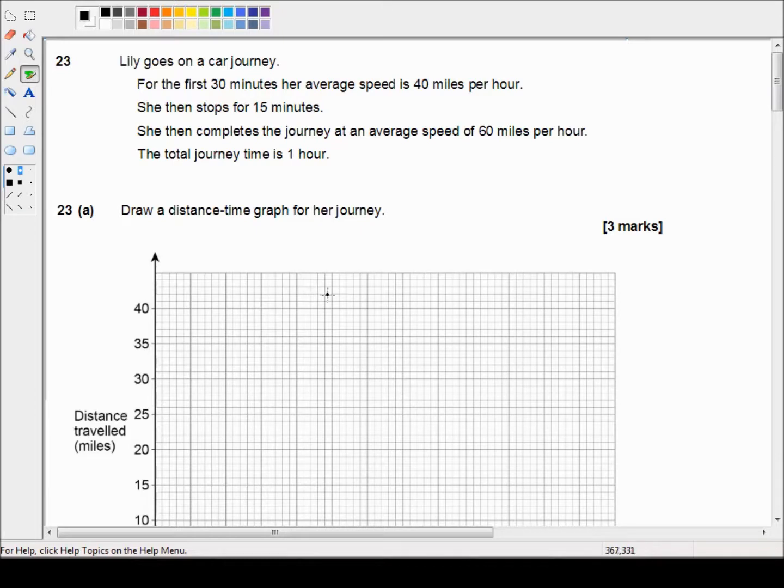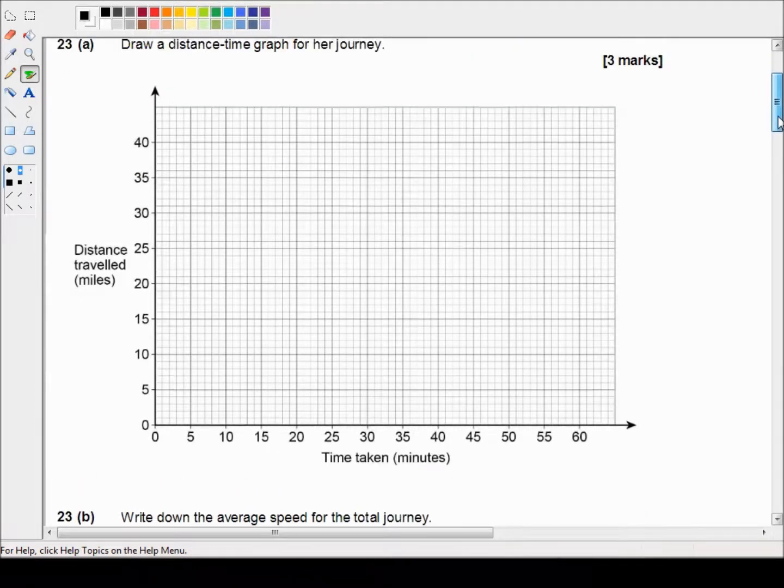Okay, so we've got some graph paper here already provided, and the axes have already been written in. So we've got distance travelled in miles going up the y-axis, and the time taken in minutes going along the x-axis.